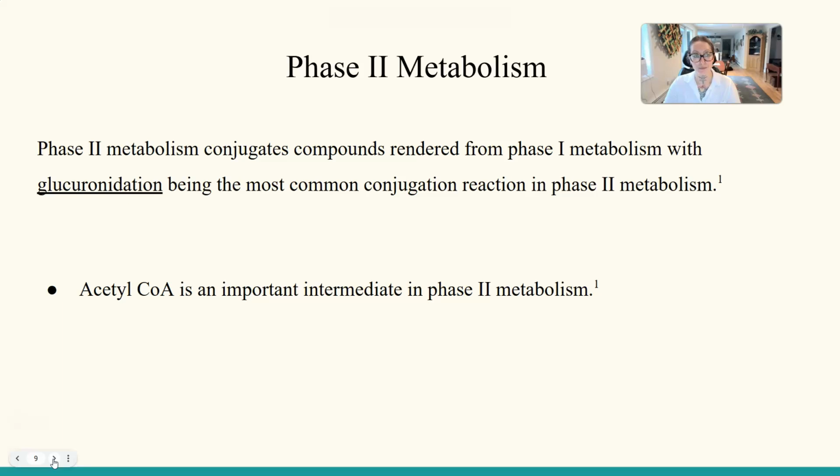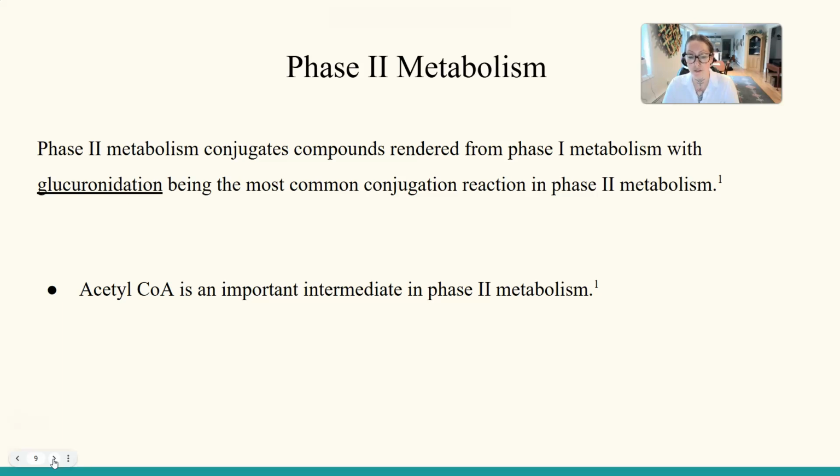Phase 2 metabolism. Phase 2 metabolism conjugates compounds rendered from phase 1 metabolism, with glucuronidation being the most common conjugation reaction in phase 2 metabolism. Phase 2 enzymes transfer an endogenous hydrophilic group that often facilitates the excretion of the molecule from the body. These reactions include glucuronidation, glutathione conjugation, methylation, acetylation, sulfation, and amino acid conjugation.